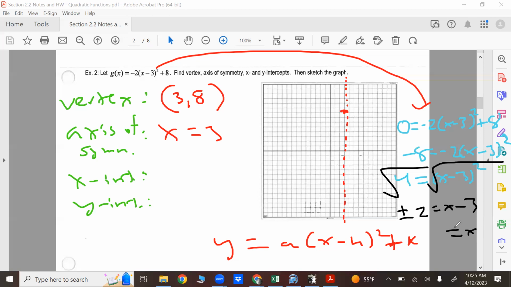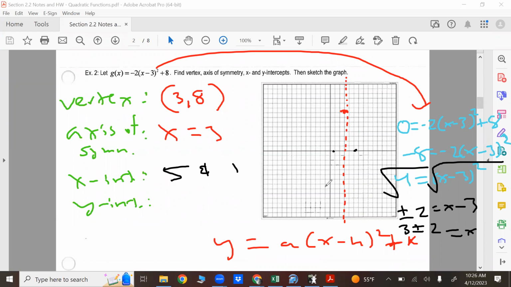So what is x equal? You should get 5 and 1. How did you get -1? Oh, sorry, +1. No, you're right, I was wrong. Remember, we solve by square root and got plus or minus. You get 3 plus 2 and 3 minus 2.